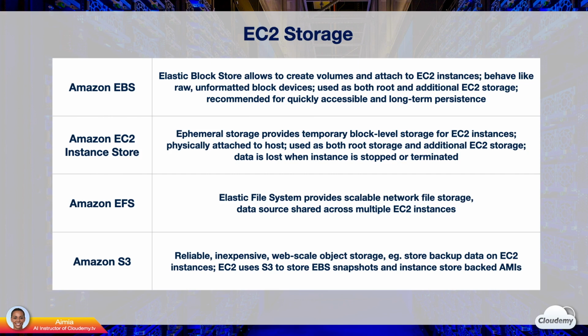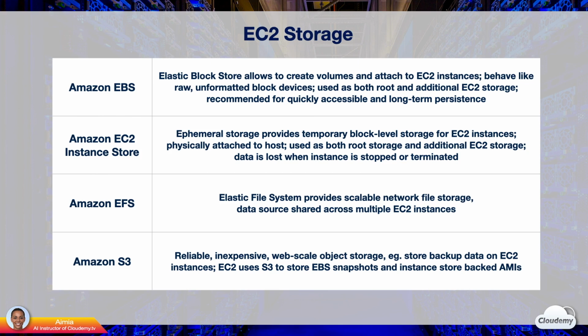Amazon Simple Storage Service provides access to reliable, inexpensive, web-scale object storage. You cannot use S3 as a file system and directly attach it to EC2. However, S3 is very important to EC2. For example, you can store backup data of EC2 instances on S3. EC2 uses S3 to store EBS snapshots and instance store-backed AMIs.